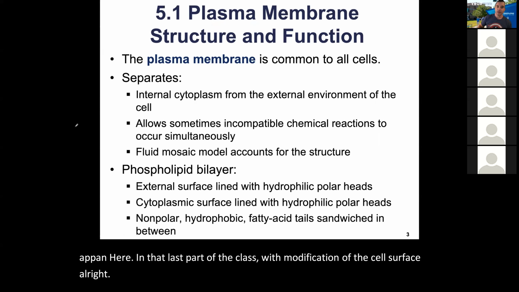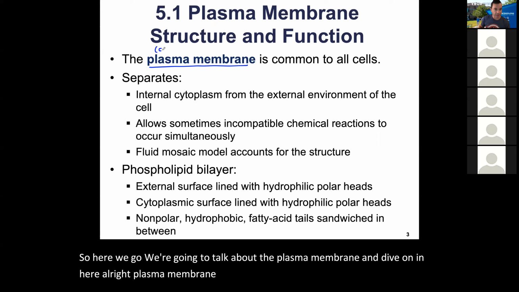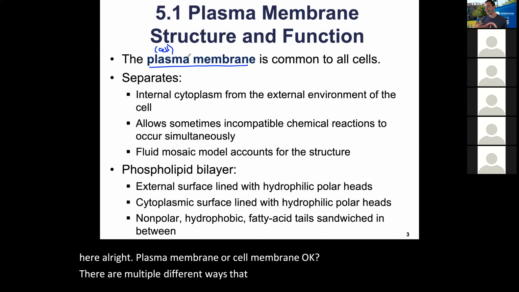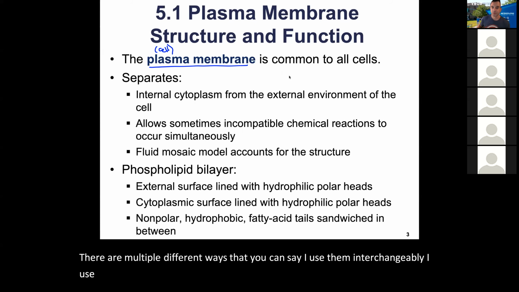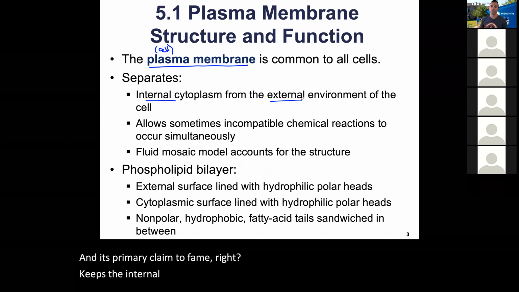So here we go. We're going to talk about the plasma membrane and dive on in here, all right? Plasma membrane or cell membrane, okay? There are multiple different ways that you can say it. I use them interchangeably, okay? And its primary claim to fame, right? Keeps the internal in, keeps the external out, okay? So it's a barrier. It is a barrier.